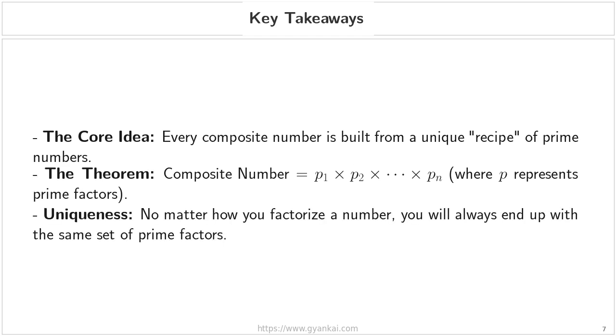The most vital takeaway, however, is the concept of uniqueness. As we saw in our example with the number 120, even if you and a classmate use different paths or different starting points in your factor trees, you will always arrive at the exact same destination. The set of prime factors will be identical every single time, regardless of the order.